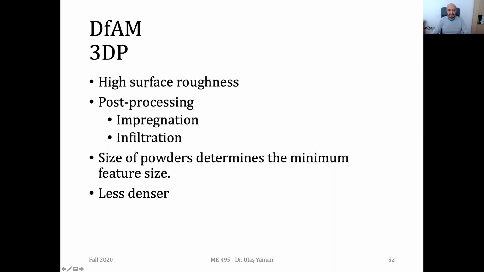And since we are jetting binders, some particles, and also we need to have many post-processing operations, we have a high surface roughness. So if it's highly important for you, then you need to do some machining, or other polishing operations should be performed after all these are over in three-dimensional printing.